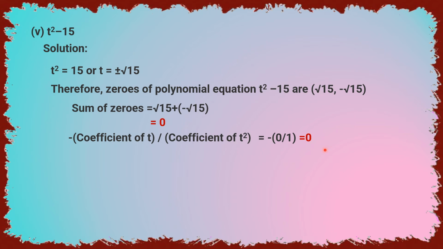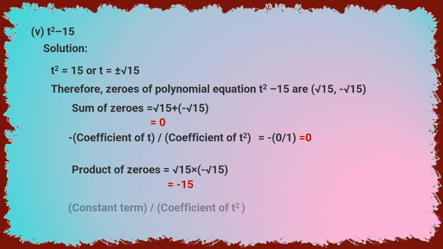Now let's find the product. Root 15 into minus root 15, that is equal to minus 15. Root 15 into root 15 is 15. So minus 15. Now coefficient of constant is minus 15 and coefficient of t square is 1. So minus 15 by 1, that is equal to minus 15. Hence verified.